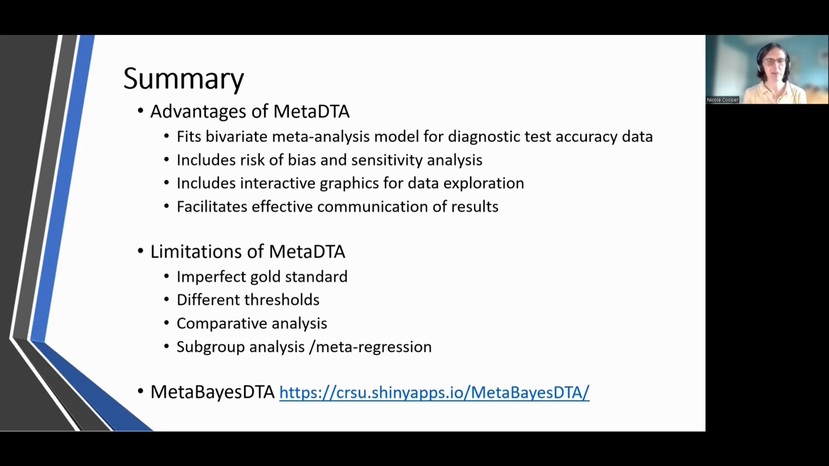Features not currently available in MetaDTA include allowing for an imperfect gold standard, different test thresholds, comparative analysis of two candidate tests, and subgroup analysis and meta-regression. However, if you're interested in a platform that does include these additional features, then please check out our MetaBase DTA ESMARConf 2023 tutorial.